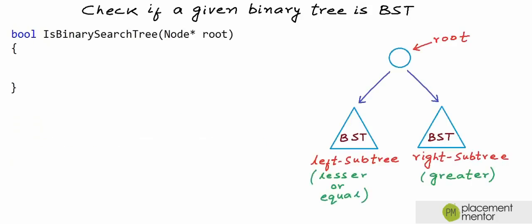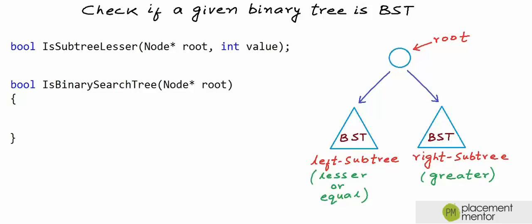We are saying that for a binary tree to be called binary search tree, it should have a recursive structure like this. For the root node, all the elements in left subtree must be lesser or equal, and all the elements in right subtree must be greater, and left and right subtrees should themselves also be binary search trees. So let's just check for all of this.